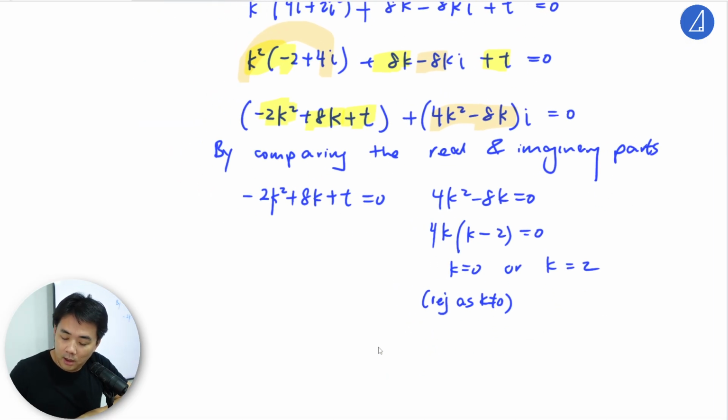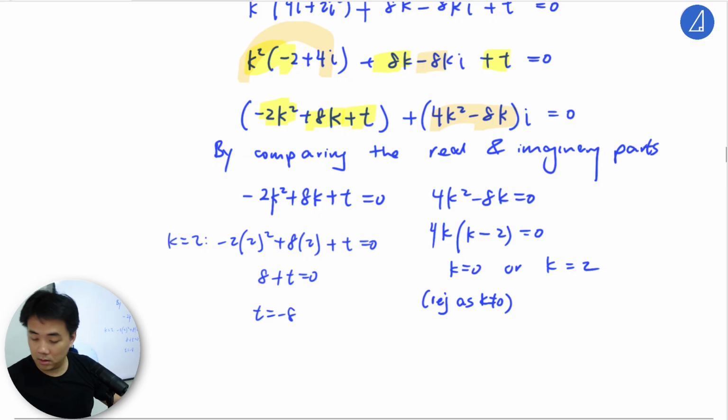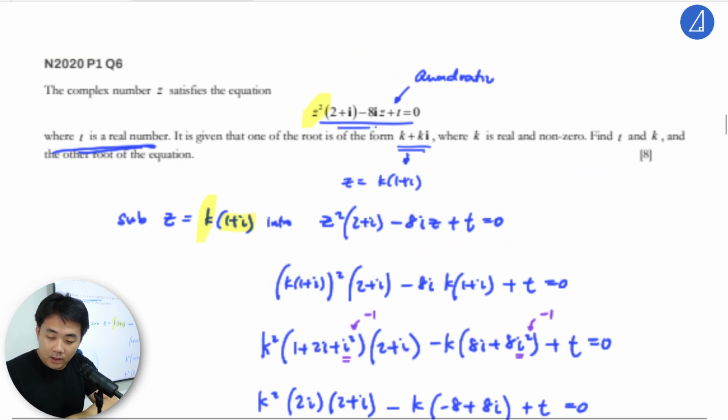So hence when k is 2, you can solve for t. Minus 2 squared plus 8, 2 plus t equals 0. t is minus 8. So t equals minus 8. There you go. So the other one is this.